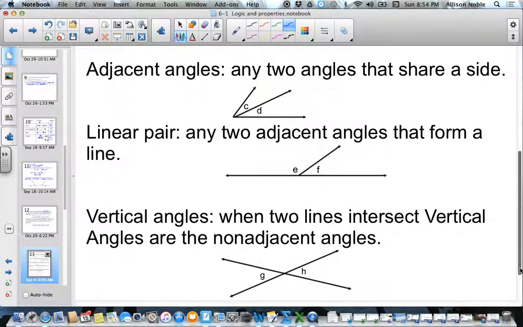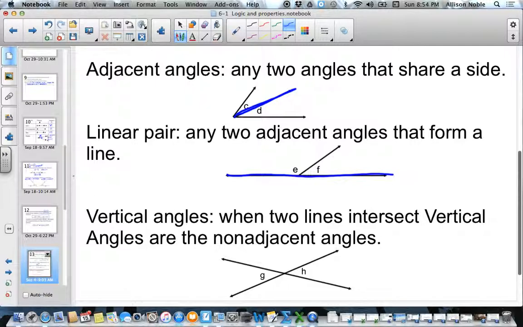Adjacent angles are any two angles that share a side. So they are next to each other and they share a common side. A linear pair is any two adjacent angles that form a line. So they create a line because they're adjacent, they're right next to each other.